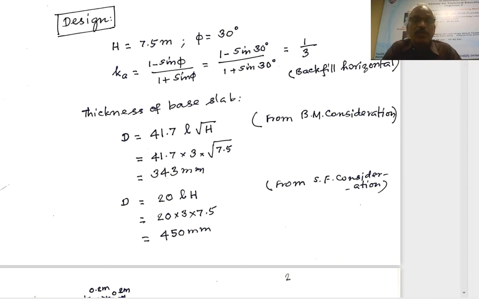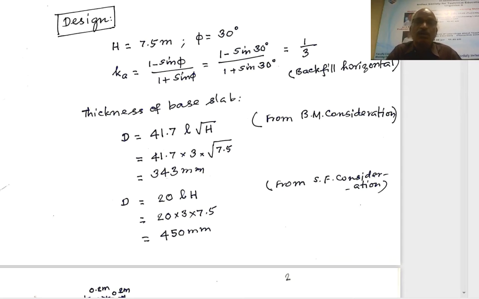So therefore Ka equals (1 minus sin phi) by (1 plus sin phi). Because if the backfill is at an angle of surcharge, at an angle of inclination alpha, then the formula for Ka will be different: cos alpha into (cos alpha minus root of cos square alpha minus cos square phi) divided by (cos alpha plus root of cos square alpha minus cos square phi). That is different. Here the backfill is horizontal, therefore it is (1 minus sin phi) by (1 plus sin phi) only.